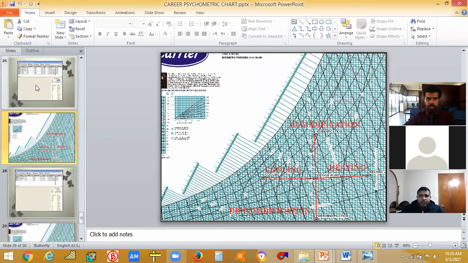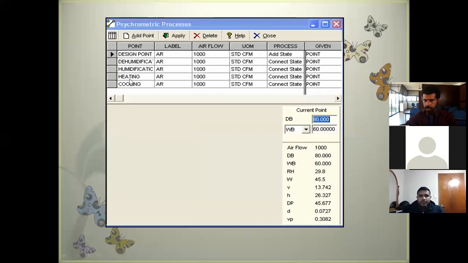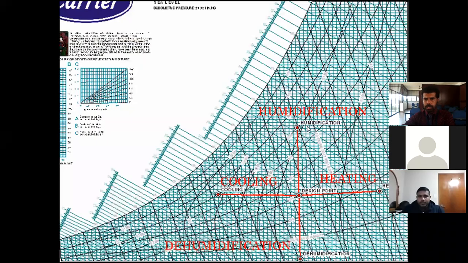So you can see here different points they have written. They have connected this state, and you can see humidification, dehumidification, cooling, heating. You can give names like that.